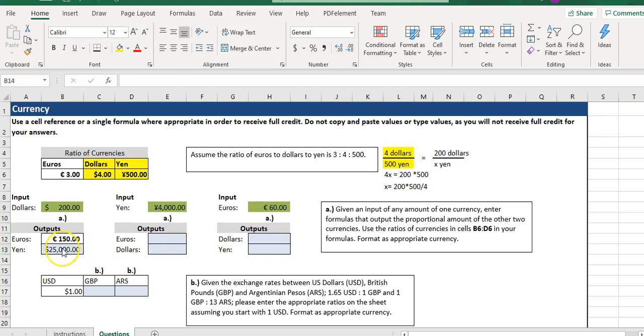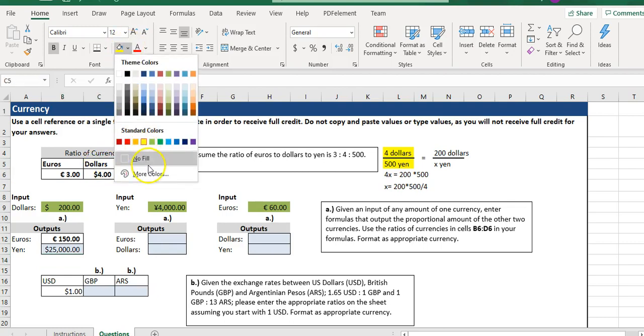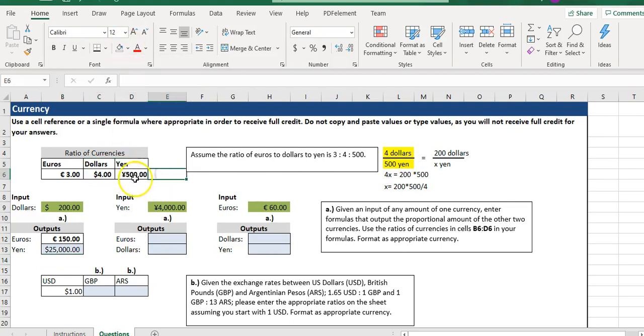Alright, so we got our answer, and now we need to format it as yen. So we're going to do our Format Painter again. So I'm going to come up here. I just want to do something really quick, just because I don't want colors. And we're going to format.